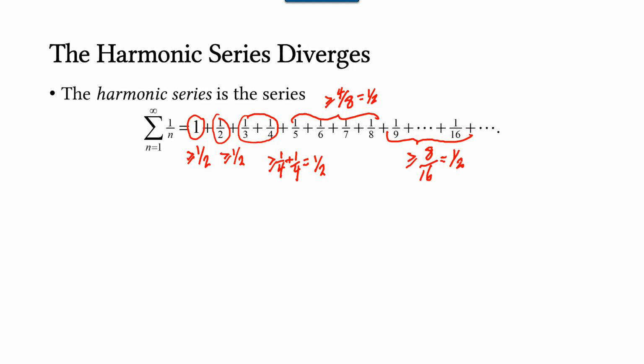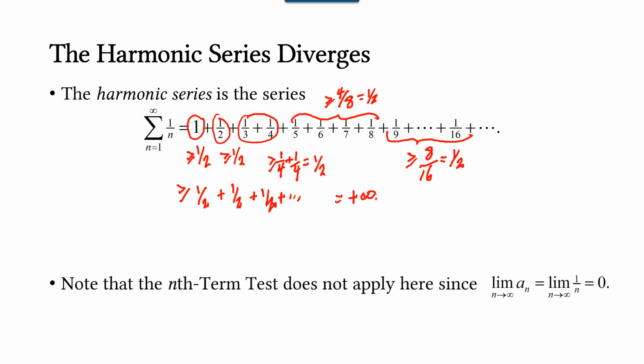And so what I'm showing is that if I go out far enough in the series, I'm getting something that's bigger than a half, plus a half, plus a half, plus a half, plus a half, and that we know will grow without bound. So the series itself is bigger than the sum 1/2 plus 1/2 plus 1/2 and so on, and that sum is infinite. So if we have a series that's bigger than something we know is infinite, it's also infinite.